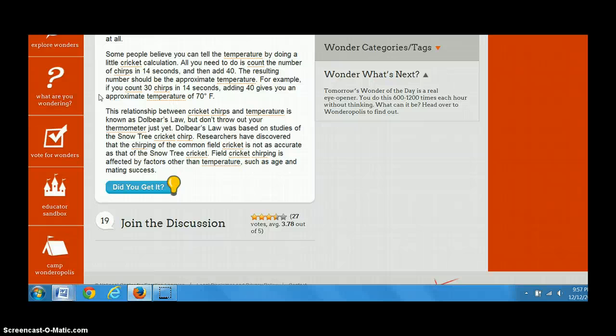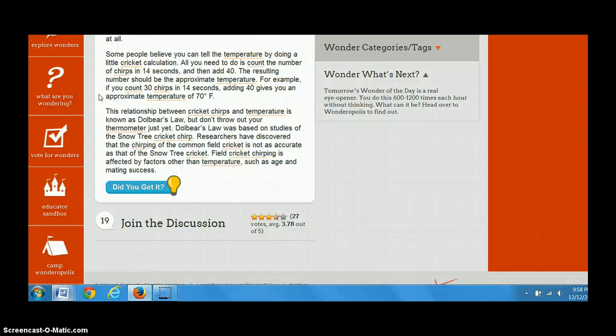Some people believe that you can tell the temperature by doing a little cricket calculation. All you need to do is count the number of chirps in 14 seconds and then add 40. The resulting number should be the approximate temperature. For example, if you count 30 chirps in 14 seconds, adding 40 gives you an approximate temperature of 70 degrees Fahrenheit.